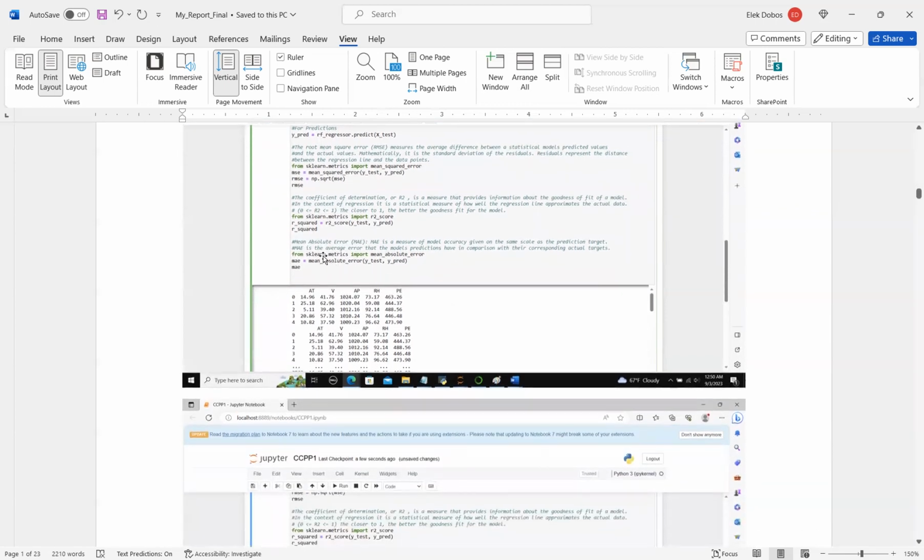And my third one here is the mean absolute error, the MAE. The MAE is a measure of model accuracy given on the same scale as the prediction target. MAE is the average error that the model's predictions have in comparison with their corresponding actual targets.